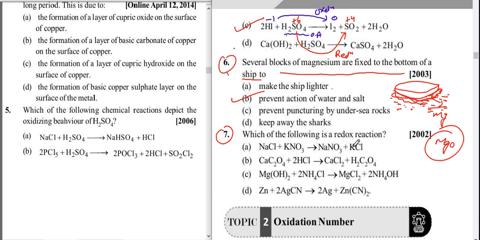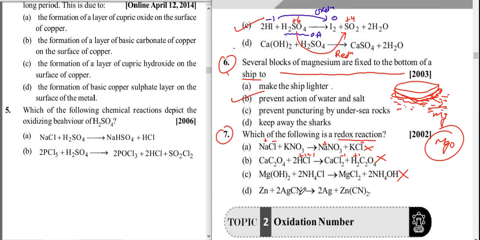Which of the following is a redox reaction? Again, a simple basic question. See, a double displacement reaction will never be redox. Okay, Na plus Cl minus, Na plus Cl minus. Calcium oxalate with HCl. See, Cl minus, H plus, so here Cl minus with H plus, so it is also not. Magnesium hydroxide with ammonium chloride, same double displacement, no.